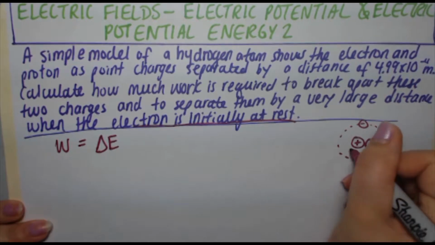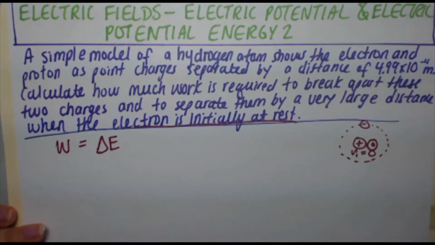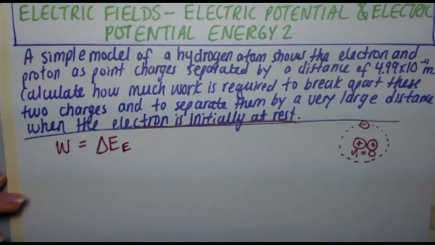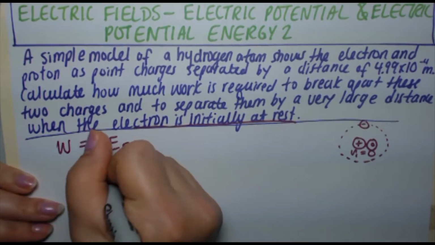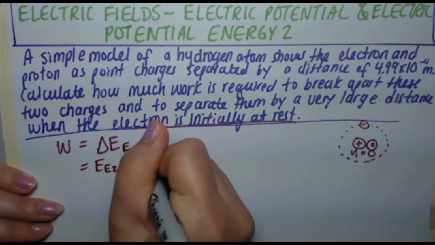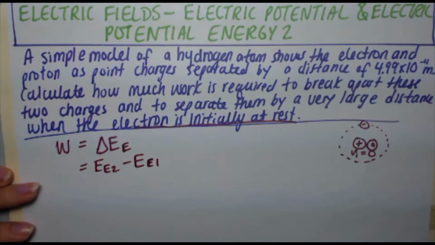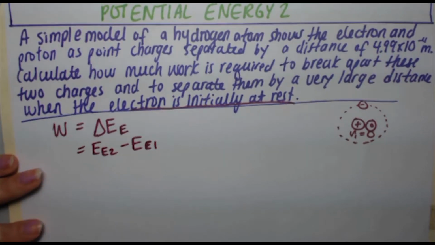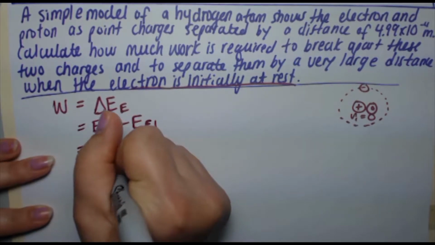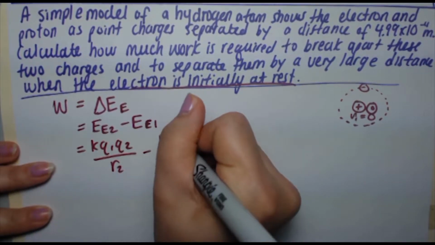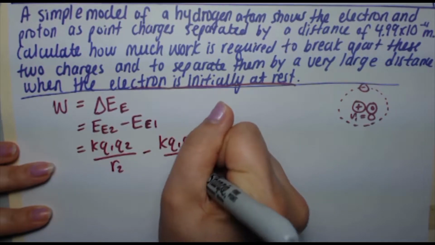We can assume that the initial speed of the proton is also zero, which means the initial energy has no kinetic component. It's purely electric potential. So we can say that work is equal to the change in electric potential energy. Like I said back in video 163, change in electric potential energy is simply the final electric potential energy minus the initial electric potential energy, EE2 minus EE1. We saw that the formula for electric potential energy is K Q1 Q2 over R. So in this case, K Q1 Q2 over R2 minus K Q1 Q2 over R1.